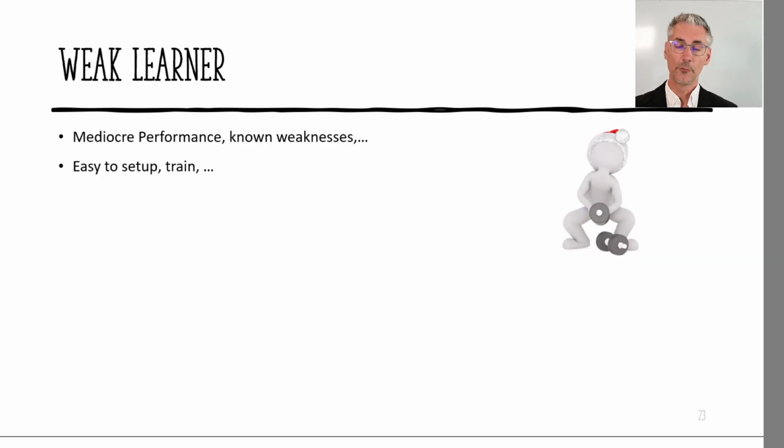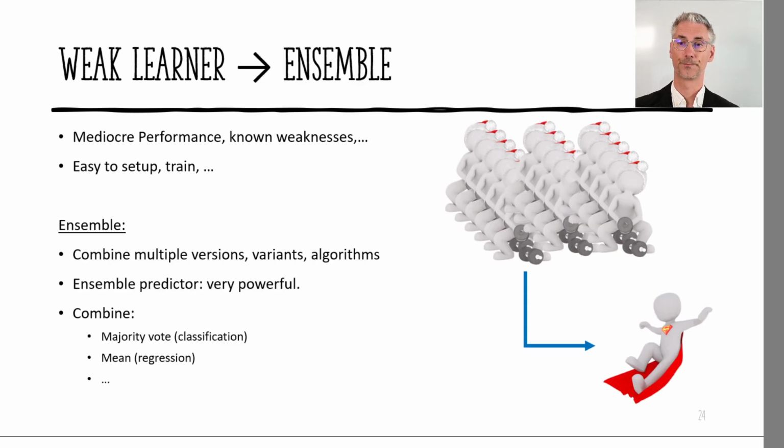So as we move on, we first need to introduce the concept of a weak learner. A weak learner is some machine learning algorithm that has a mediocre performance with known weaknesses, like, for example, our single decision tree. However, it's easy to set up and train and so on. So this is our starting point. And how do we mitigate this?